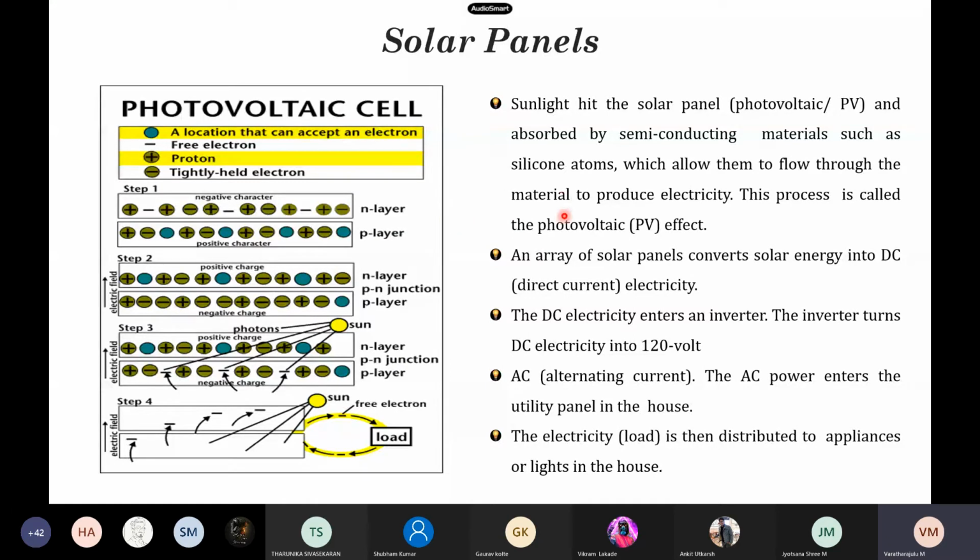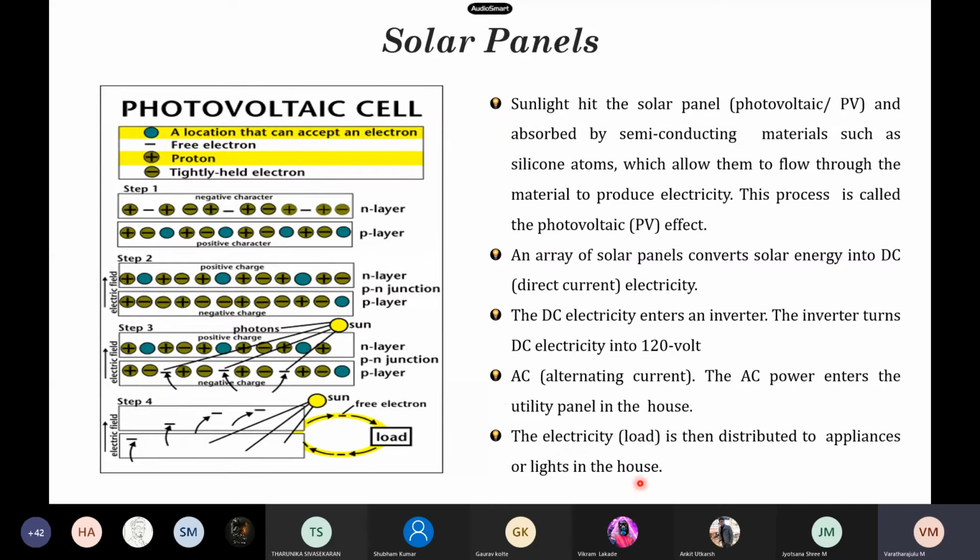And the DC electricity enters the inverters. The inverter converts the DC electricity into AC, around 120 watt. The AC current can be given to the panel in the house, and it is distributed to the appliances. In such a way, we are getting the power from the solar photovoltaic cell.